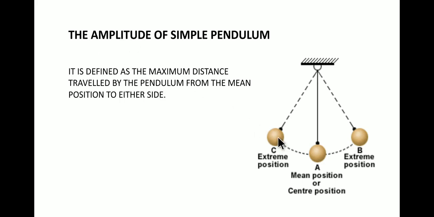So the amplitude is the distance between C and A or the distance between A and B. Again, it is the maximum distance travelled by the pendulum from the mean position to either side, either point B or point C. Since it is a distance, its unit is meters, or simply the symbol m.